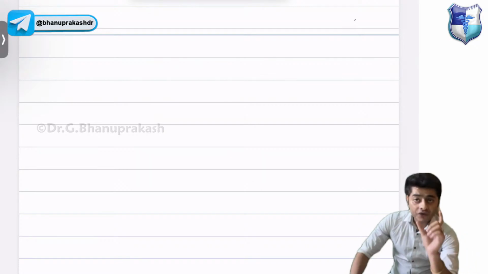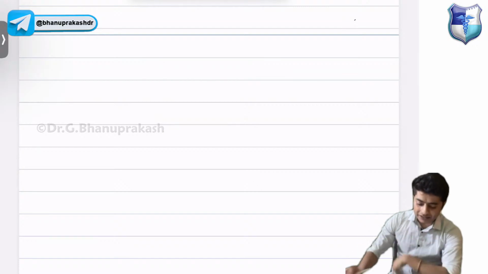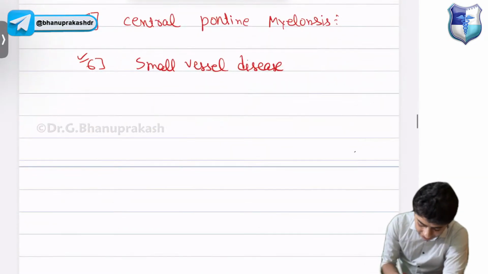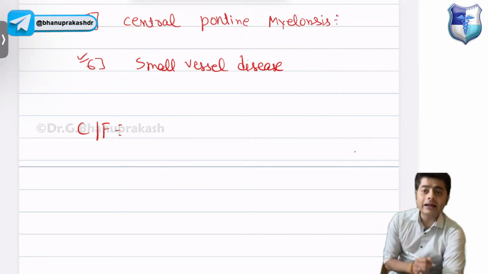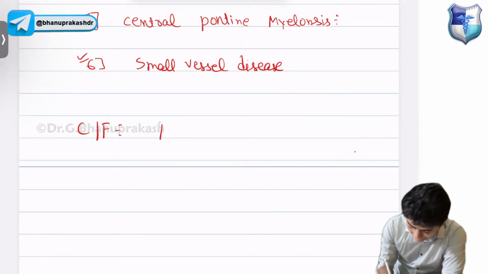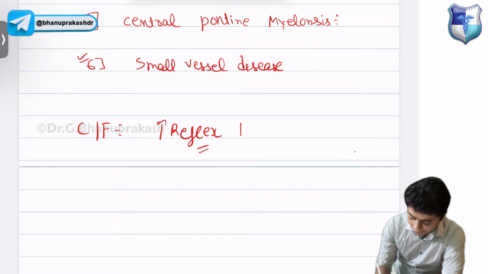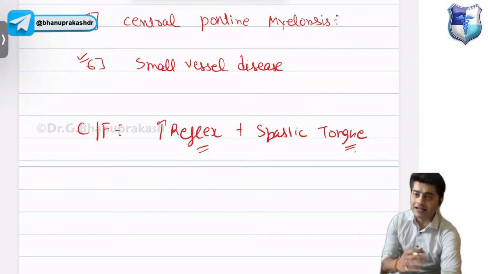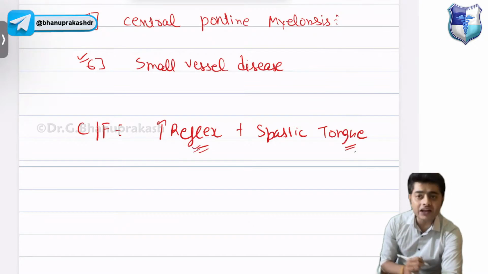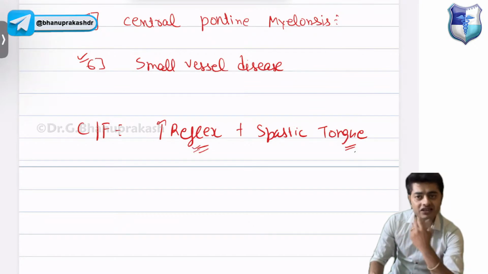So, we all know that in pseudobulbar palsy, what will be the clinical features? There will be increase in reflex, plus a spastic tongue because all muscles will be spastic as it is an upper motor neuron lesion. So, what are the reflexes? What all are the reflexes which will be increased?